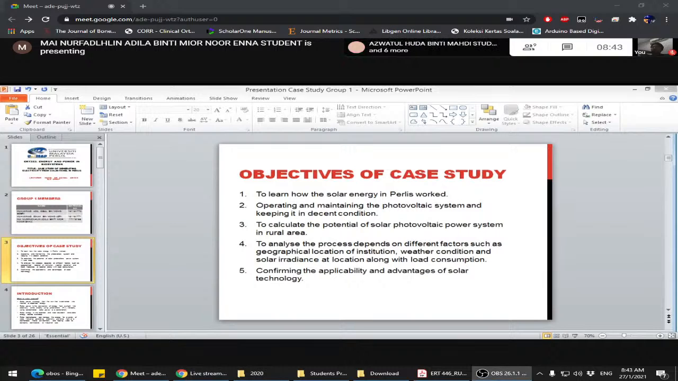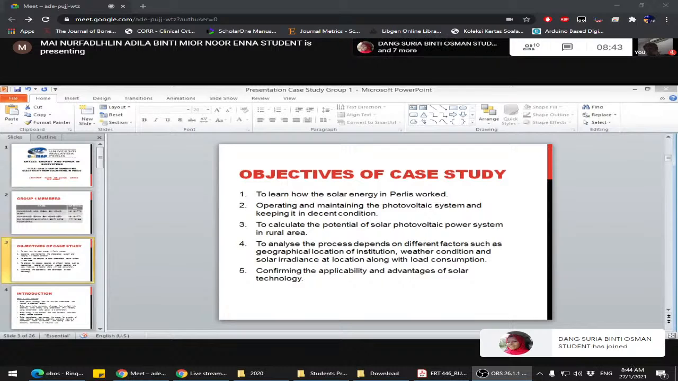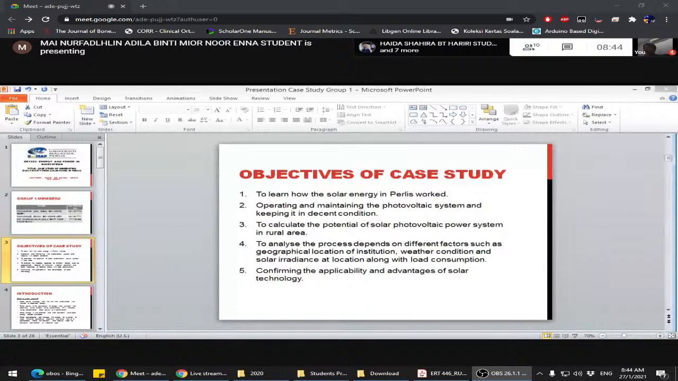Okay, next. For the next part is introduction. I will be presenting this slide. What is solar energy? Solar power is energy from sun that converted into thermal or electrical energy. Solar power is conversion of energy from sunlight into electricity, either directly using photovoltaic or indirectly using concentrated solar power. It is the cleanest and most abundant renewable energy sources available.